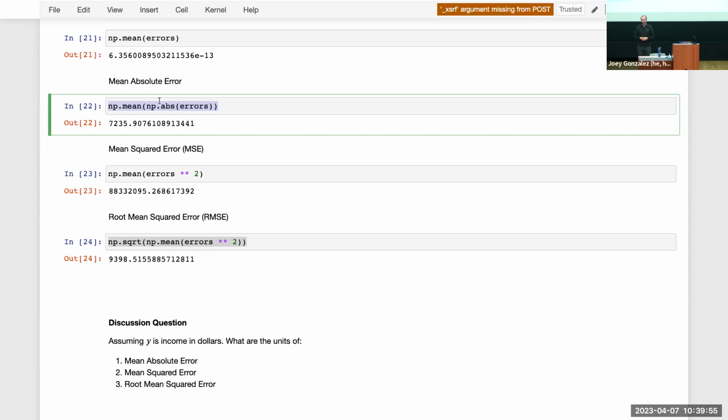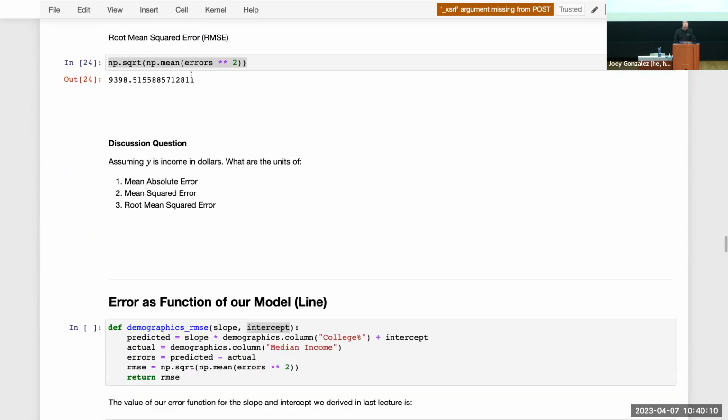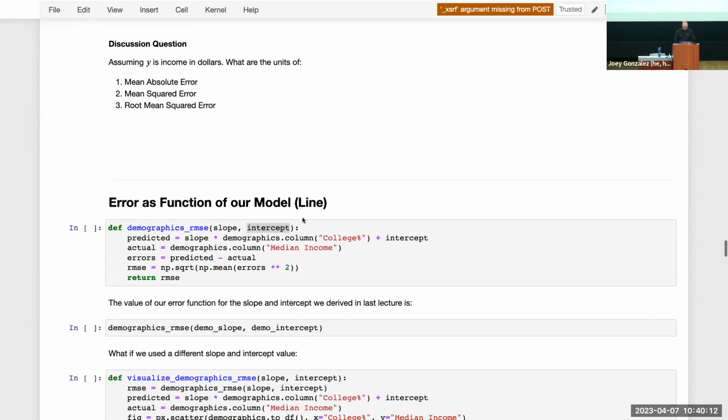With absolute error, you have to use computers. There's no magic calculus, no way to solve this problem. You have to do numerical optimization. The good news is, in this class, we're not going to teach you calculus. We're going to teach you numerical optimization. We'll do that now, so we'll be able to use both of these. So we already did this discussion question.